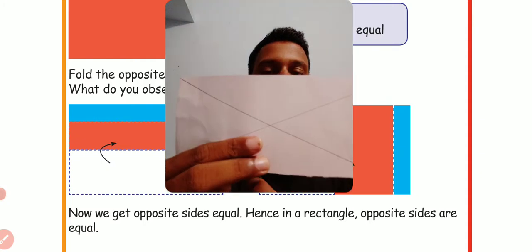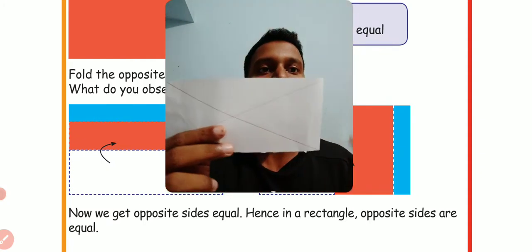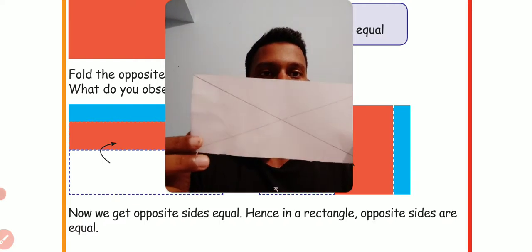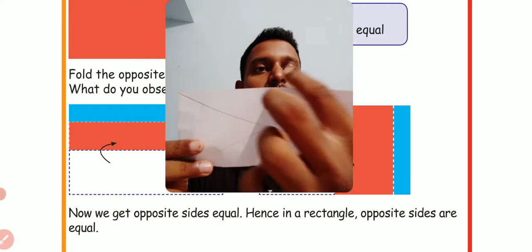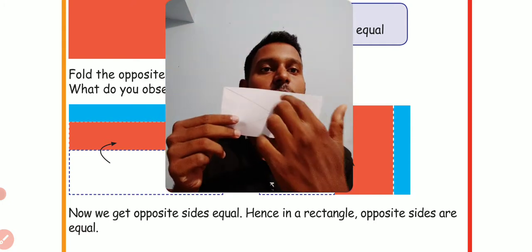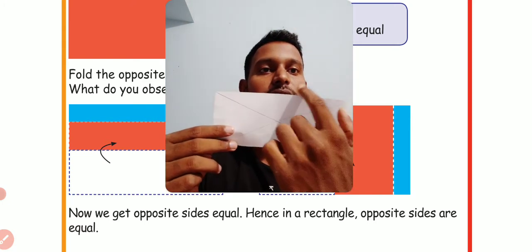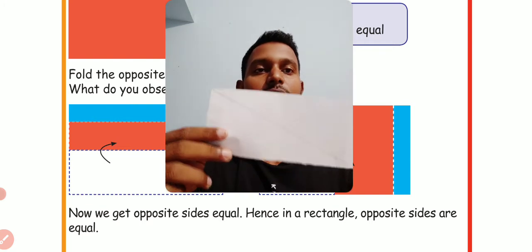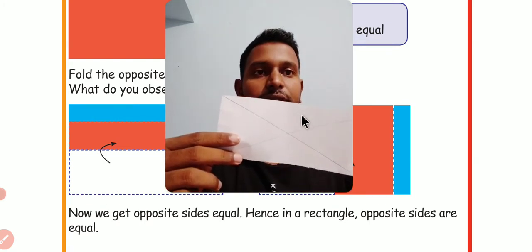This side and this side are equal, and this side and this side are equal. In a rectangle, opposite sides are equal. Now we see the properties of a rectangle.